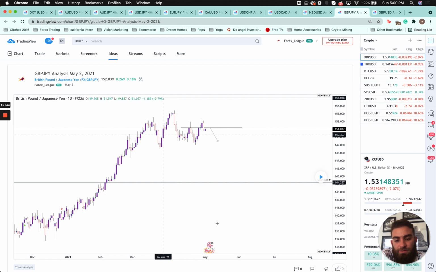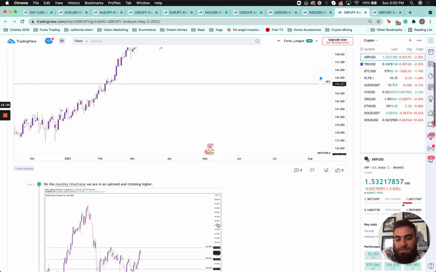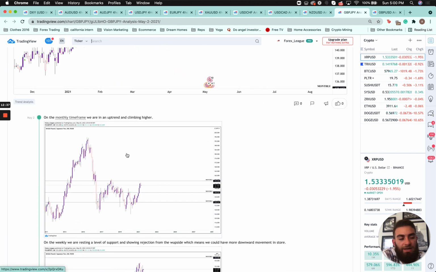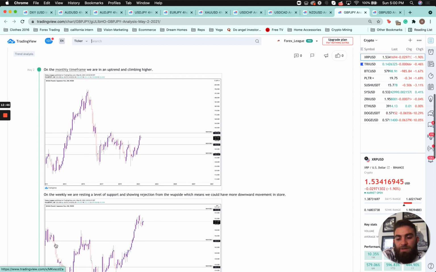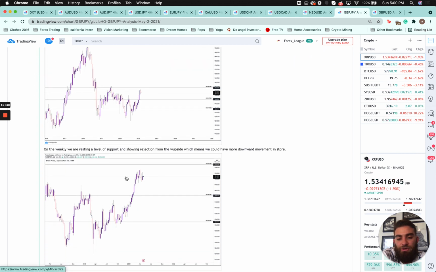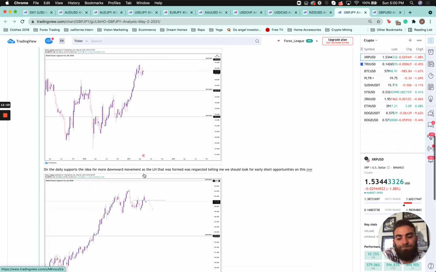Let's go to, on the monthly time frame, we're in an uptrend and climbing higher. As we can see right here, uptrends, 5 bullish candles in a row. On the weekly time frame, we are retesting a level of support and showing rejection from the upside, which means we could have more downward movement in store. So this was that level that was being tested, and a large wick on the previous week's candle.